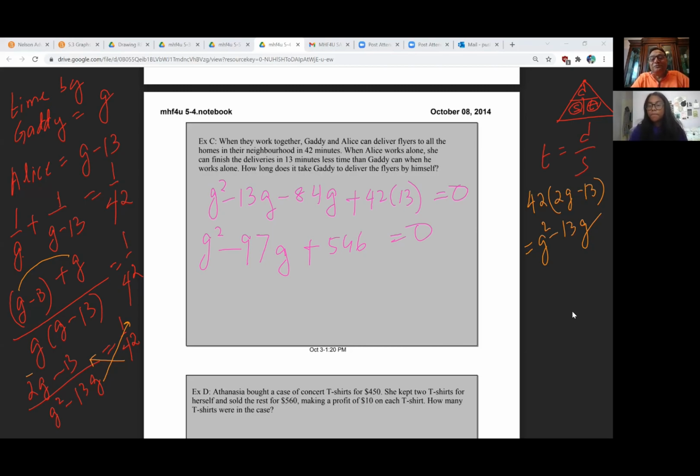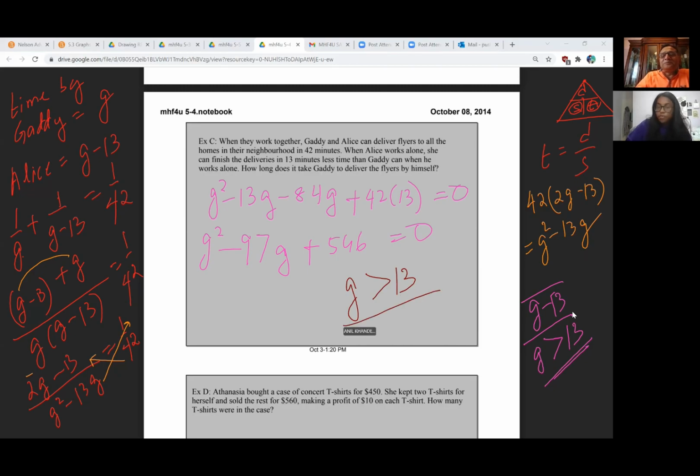Yes. One of them will not be valid. Now, that's a very brilliant question. What is not valid? We have g minus 13, right? The time to complete the job has to be positive, and therefore g has to be greater than 13. Do you see that? It cannot be equal to 13. It cannot be less than 13. So we have a restriction here: g is greater than 13. Is that clear to you? So the other answer, which is less than 13, is an extraneous root, not valid for this particular situation. You get the idea? So that's how you should be doing it.